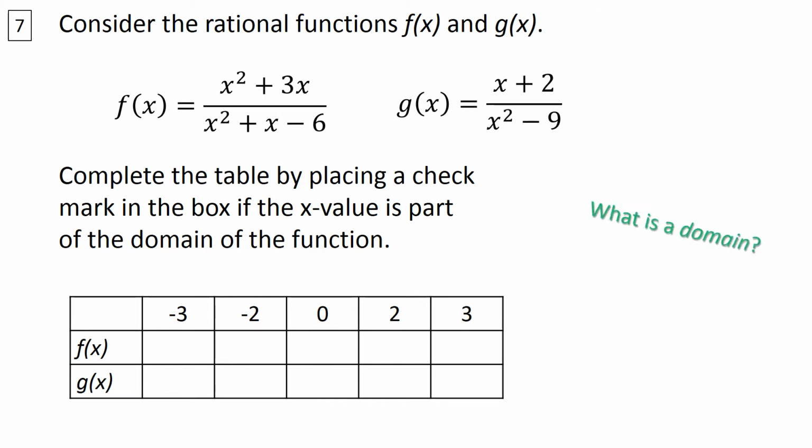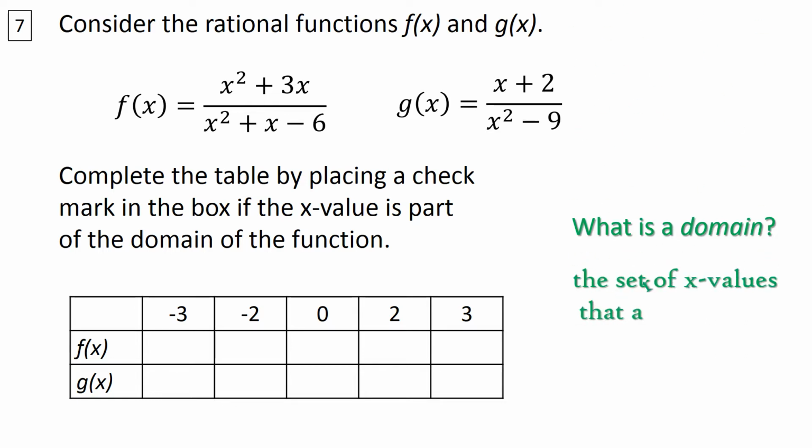But let's make sure we remember, what is a domain? Well, the domain, that is just the set of x values that are used in the function. So we want to know which x values are used and put a check there. To figure that out, it's probably easiest to figure out which x values are not used. Let's find our excluded values. And where do they come from? They come from the denominators. It's whatever makes the denominators 0.